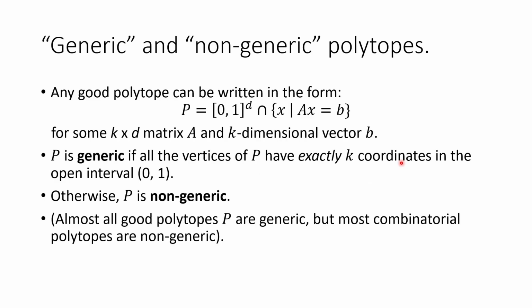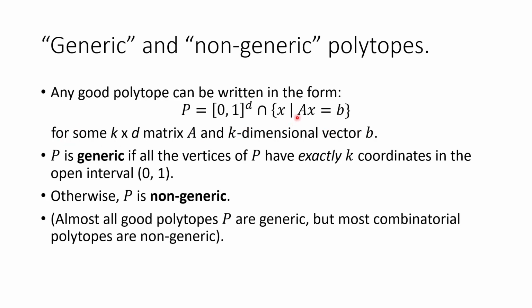What we'll do is give an explicit construction. Before we do that, it'll be useful to distinguish 2 classes of polytopes, generic polytopes and non-generic polytopes. So, like we've just discussed, any good polytope, one where you could hope to write a Bernoulli factory for, can be written as the hypercube intersect some affine hyperplane. Affine subspace, I should say.